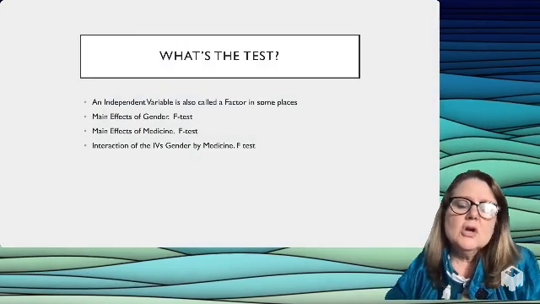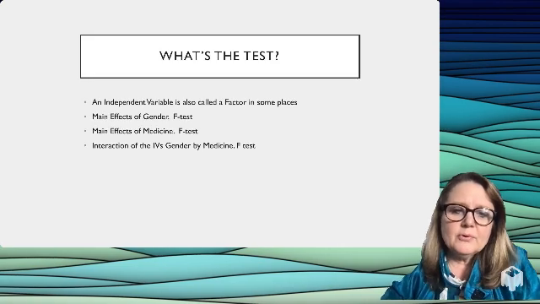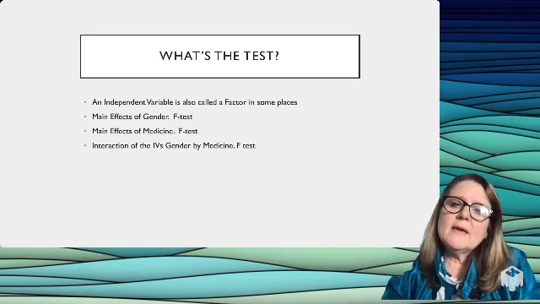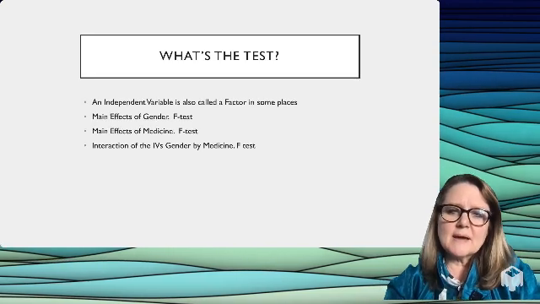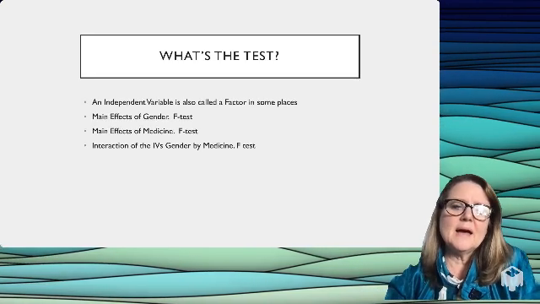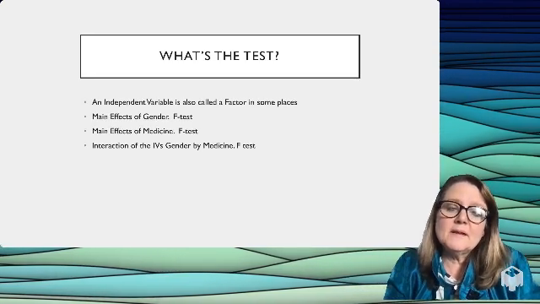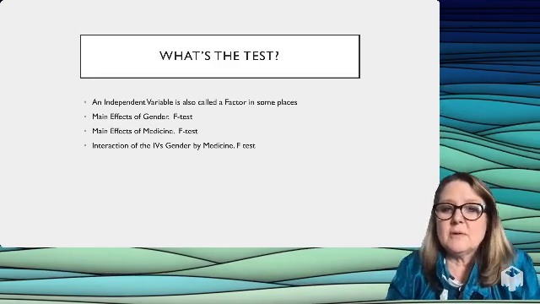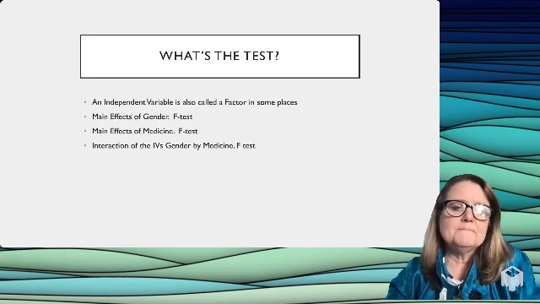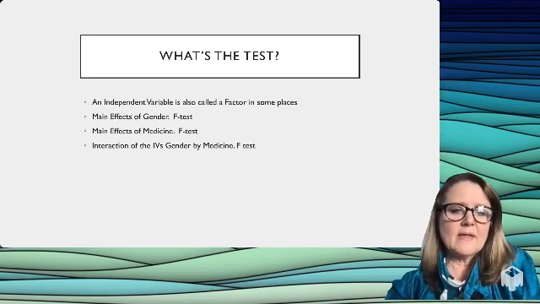Okay. So walking it through, one of the things you're going to be thinking through as you think through a factorial ANOVA is, what are the tests that I'm actually running here, right? And a remembrance that an independent variable, or an IV, is also called a factor in some places, particularly within SPSS, it calls it a factor.